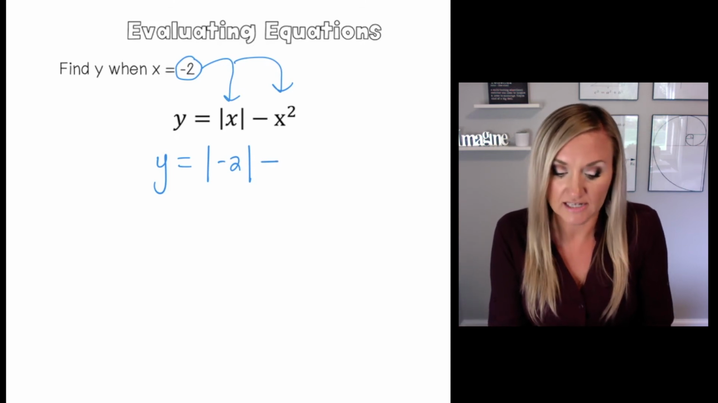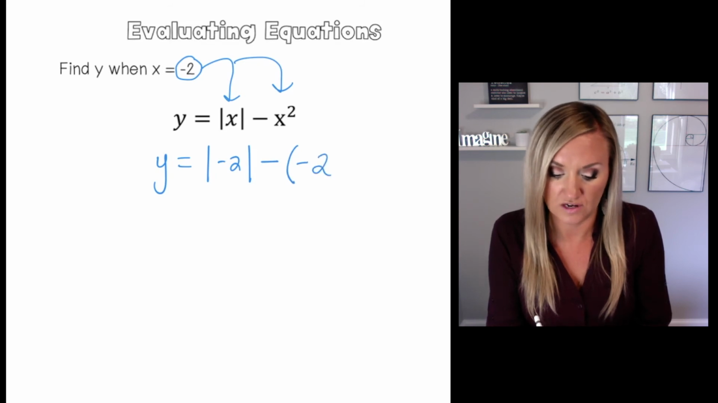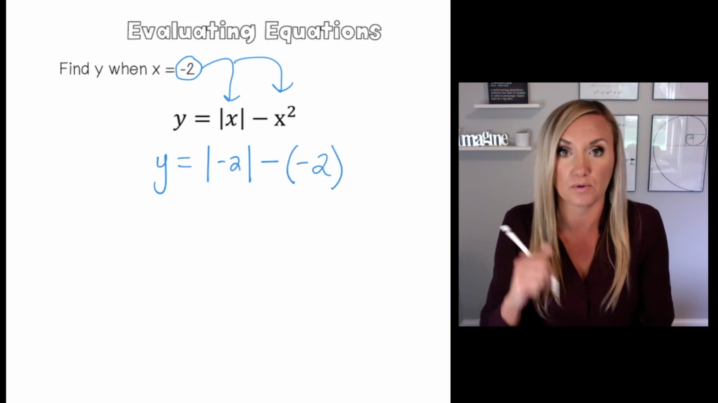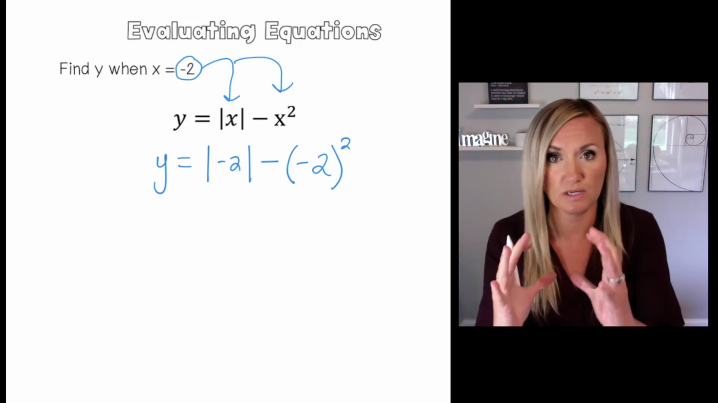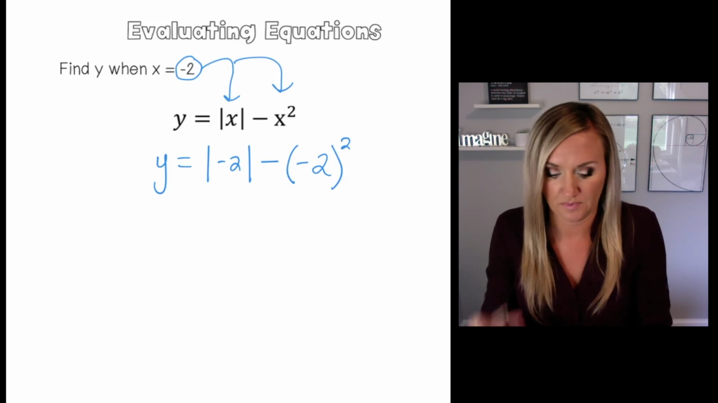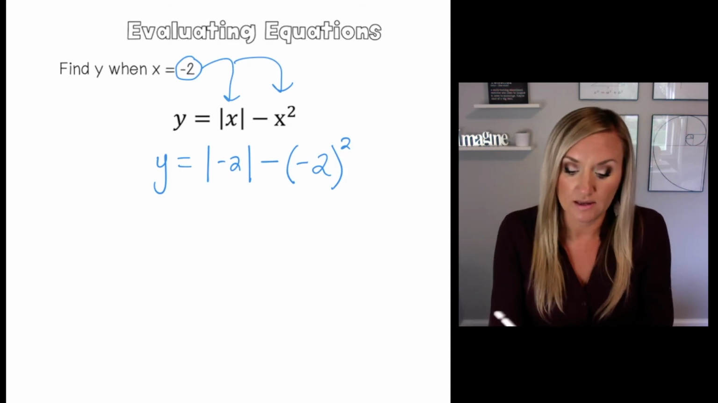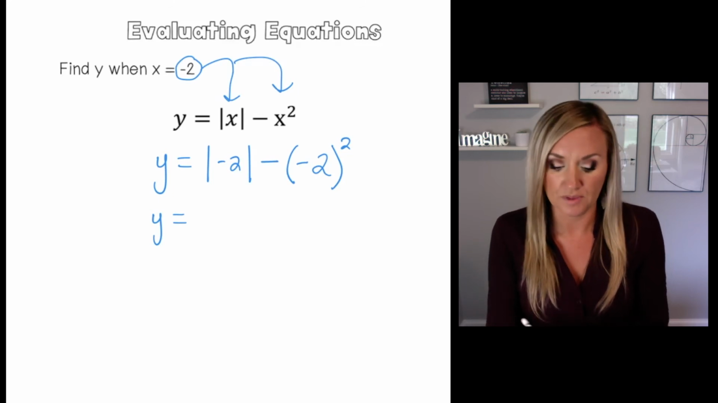And then subtract, and then this is x squared, but remember also from the other video, we want to put it in parentheses because we're substituting in that -2 in there, and so we want those parentheses to know that that x was -2. All right, so let's keep going. So I keep carrying down the y equals. It's a great habit. And the absolute value of -2 is 2.